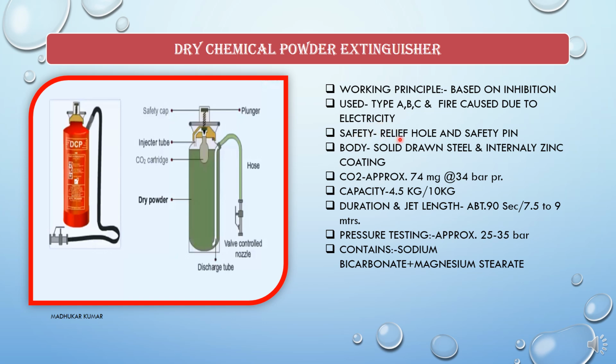Safety relief hole and safety pin, solid drawn steel and internally zinc coating, the body internal structure, material used. CO2 74 milligram, 34 bar pressure, capacity 4.5 kg to 10 kg, duration and jet length 90 seconds, 7.5 to 9 meters, pressure testing 25 to 35 bar, containing sodium bicarbonate and magnesium stearate. This is the content of the DCP, the powder used, sodium bicarbonate and magnesium stearate.